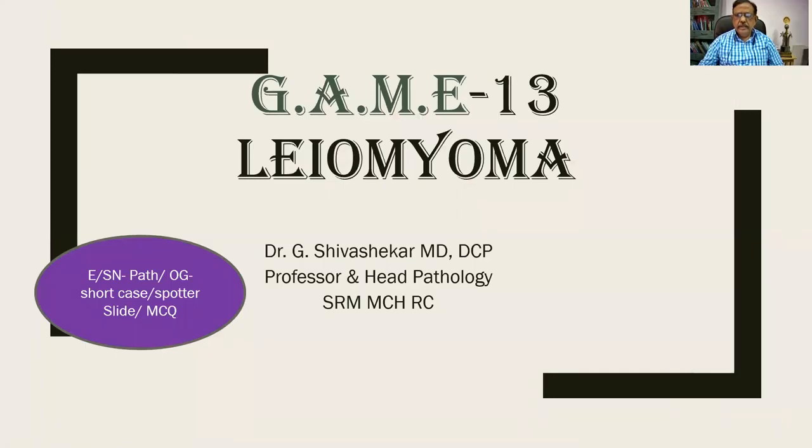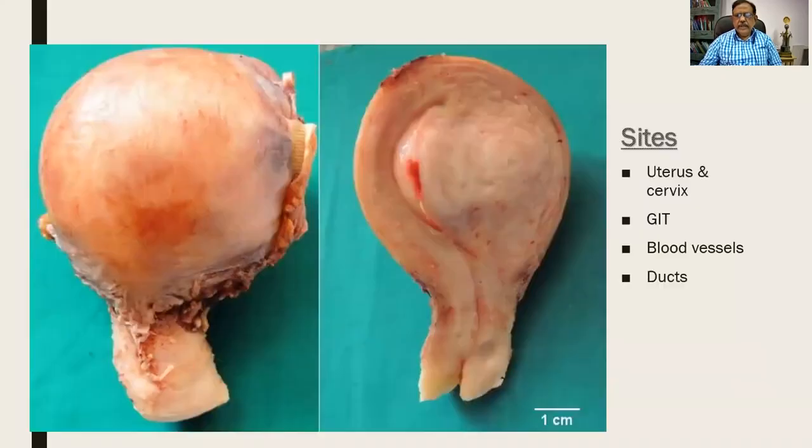In this session, we shall be dealing with Leiomyoma. This is a very frequently asked question in the university exam, in pathology and OG. It can be a short case or it can be a spot, a slide, as well as an MCQ. So this is something that we should follow. Already it has been dealt with in the theory class on tumors of the uterus.